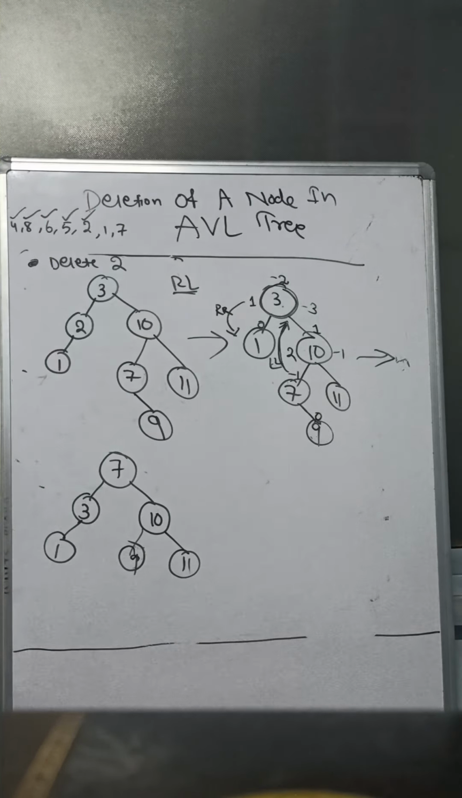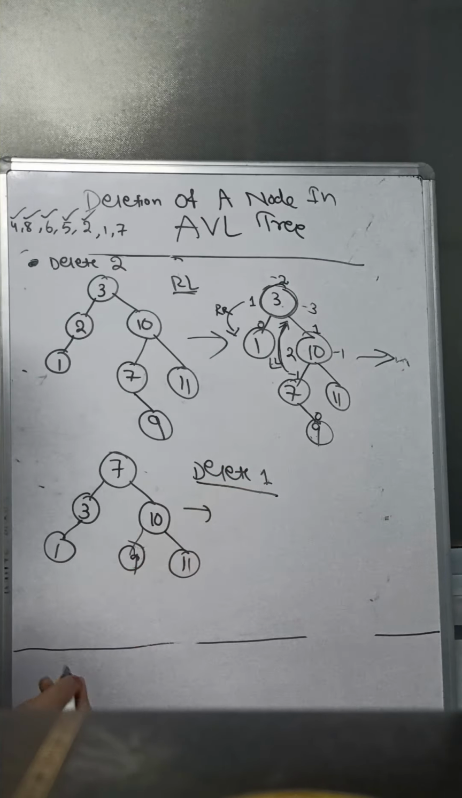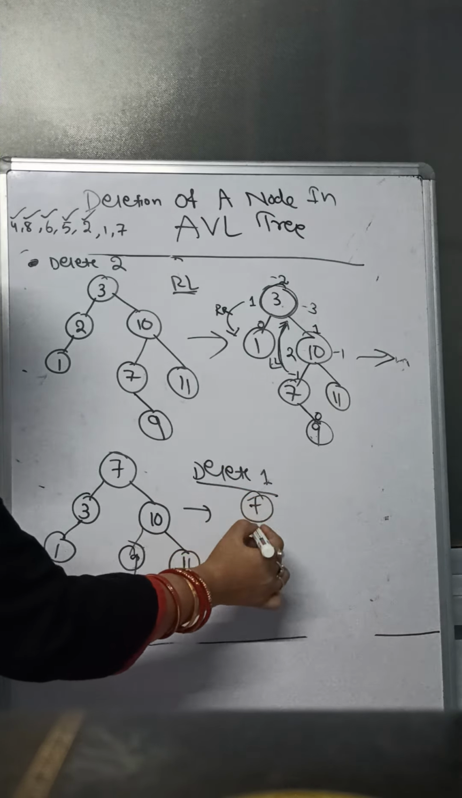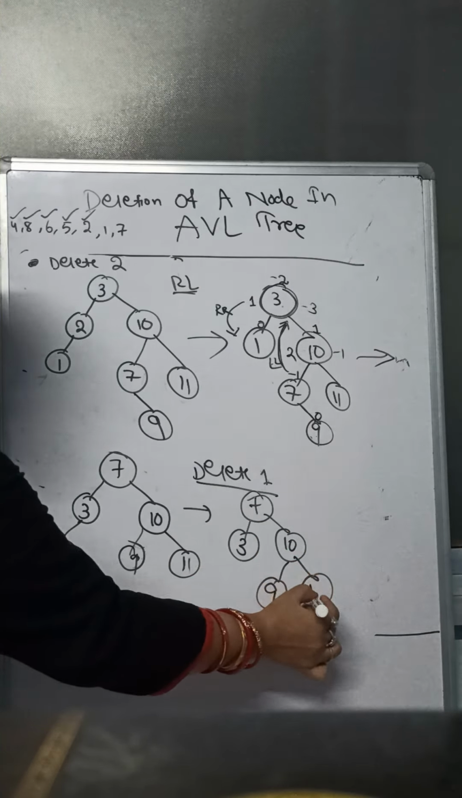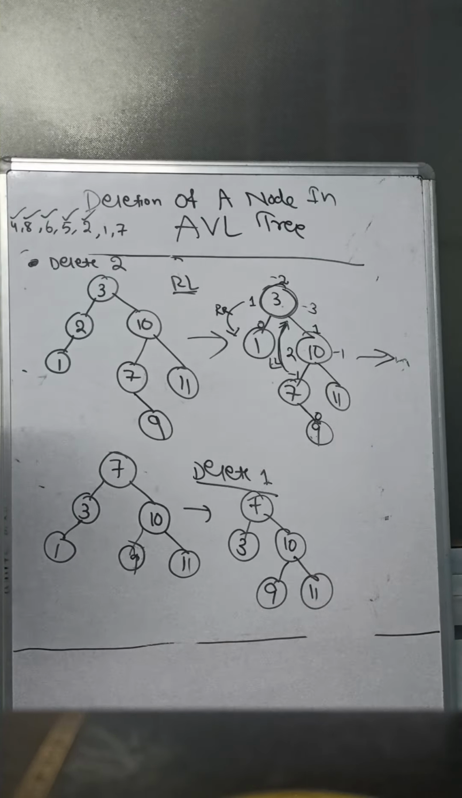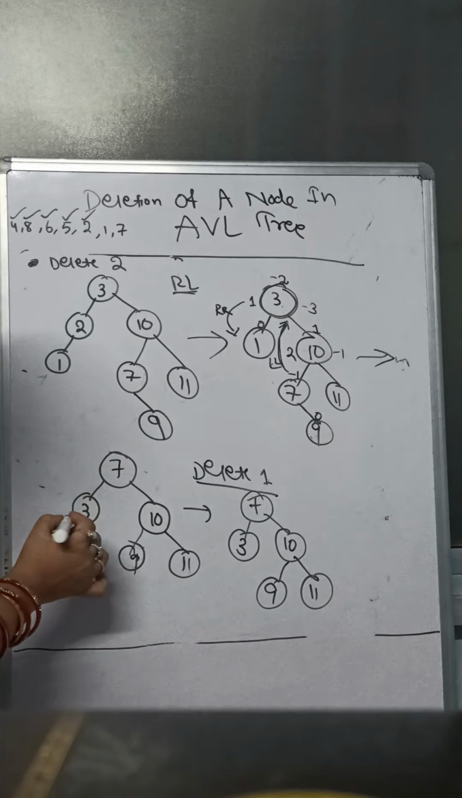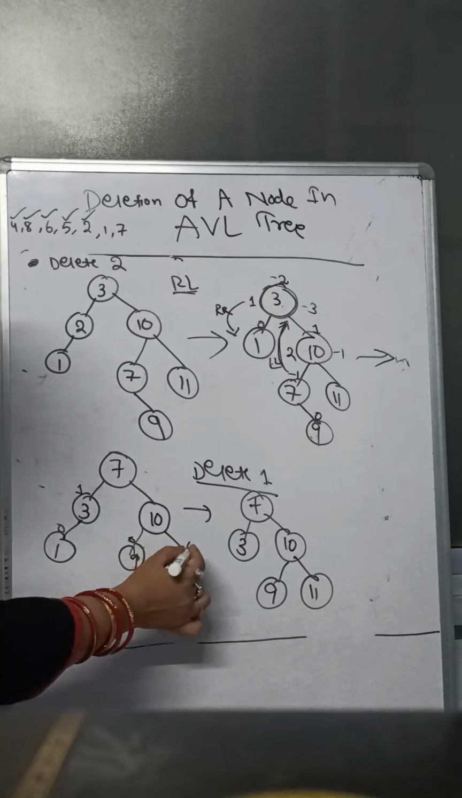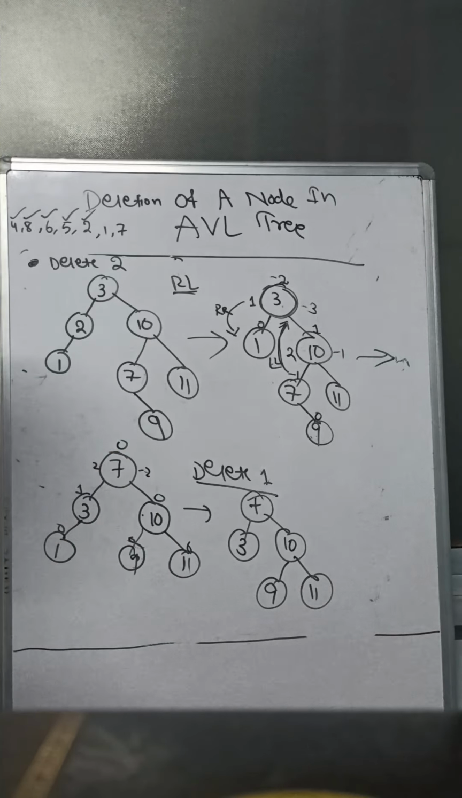Now I have to delete 1. If 1 is deleted, the tree will be like this. Now calculate the balance factor. First calculate the balance factor here. This tree is balanced, I think. 0, then 1, 0, 0, 0, 1, 0, minus 1, 0, 0, 1, 2, 0, minus 1, minus 2, 0. Yes, this is also balanced.